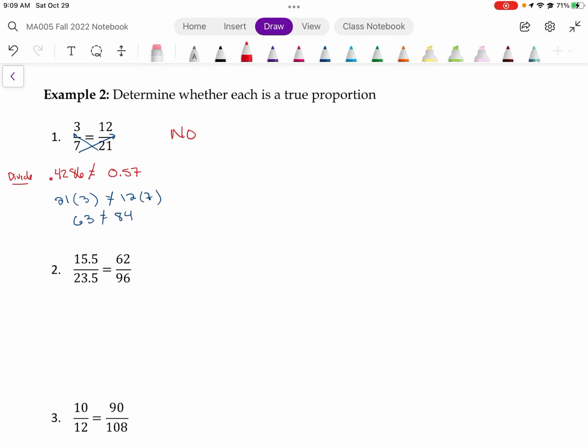All right, so I have more room over here on the right, so I'm going to write on the right. So 15 over 23.5 is 0.6596. I'm going to do this by dividing first. And the right side, 62 divided by 96, is 0.6458. Those are not equal. So I'm going to say no. You could test it with cross multiplication. So I would say cross multiply.